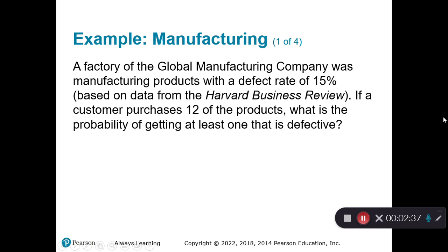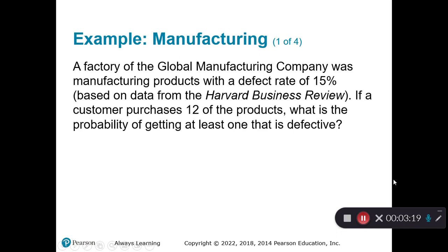Here's an example from manufacturing. A factory of a global manufacturing company was manufacturing products with a defect rate of 15%. And this is based on data from the Harvard Business Review. If a customer purchases 12 of those products, what is the probability of getting at least one that is defective? These 12 selections are going to be considered 12 different trials, each selection being a trial. We have a defect rate of 15%, and we want to find the probability that among those 12 selections, at least one of them is defective.